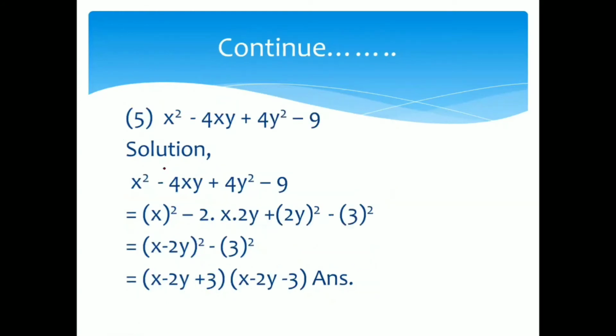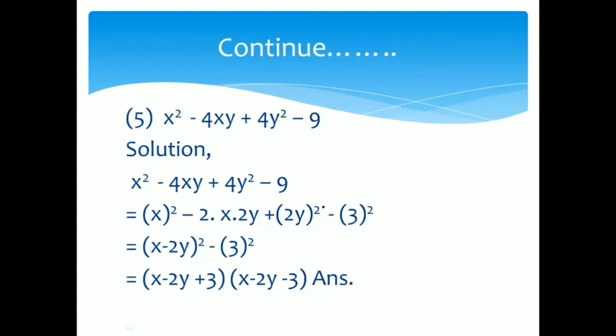Here, first x square minus 4xy plus 4y square minus 9. Then we have to write here x square minus 4xy plus 4y square. It is in formula: x square, then 4y square means 2y whole square. Then in the middle we have to make 2ab: 2 into a means x, b means 2y. Then write (a minus b) whole square, a means x, b means 2y.